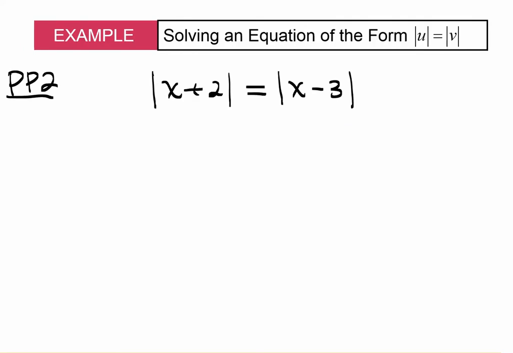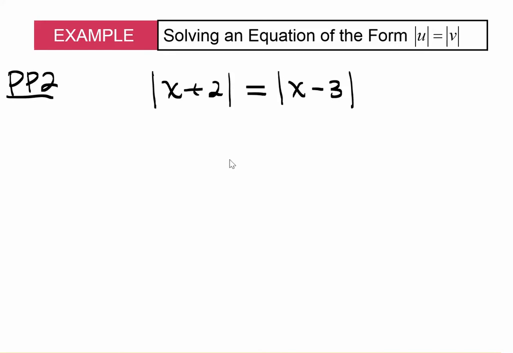Alright, and how about this one here? What happens if you have 2 absolute values equal to each other? So what happens here? Usually, if you think about it, there should be 4 different cases here. There should be a positive-positive case, a negative-positive case, a positive-negative case, and a negative-negative case.